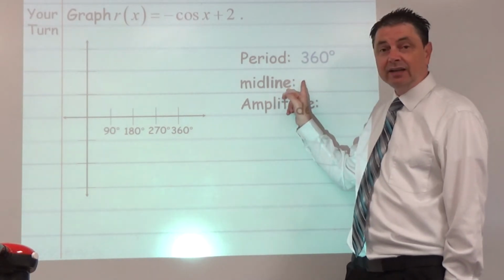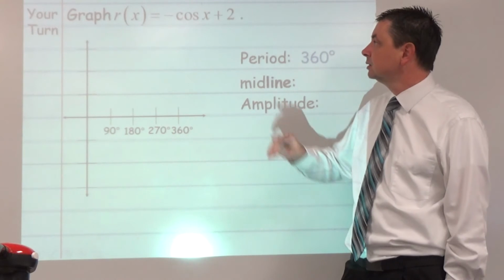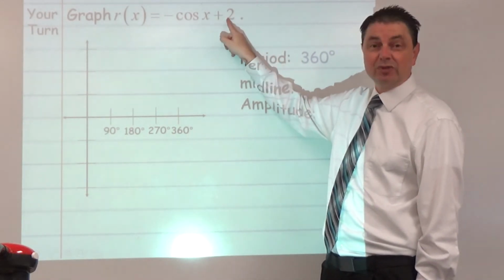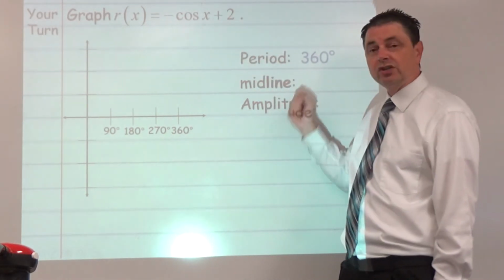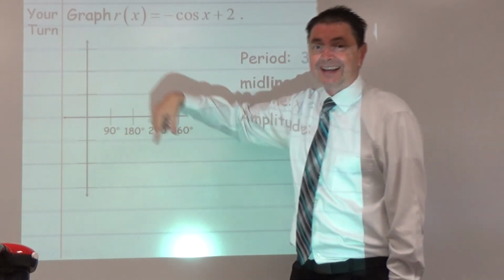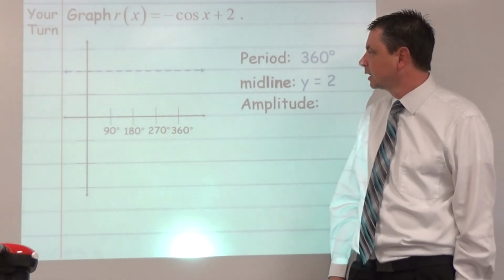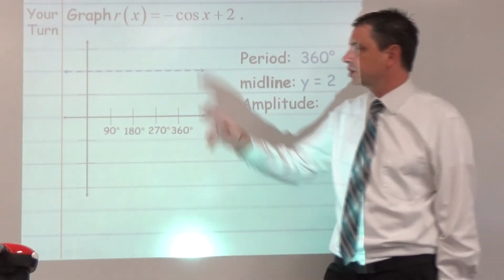The midline, the vertical translation, up 2. Y equals 2. Draw it. Horizontal line, up 2. There's our midline. All right, for key points, we're going to start.